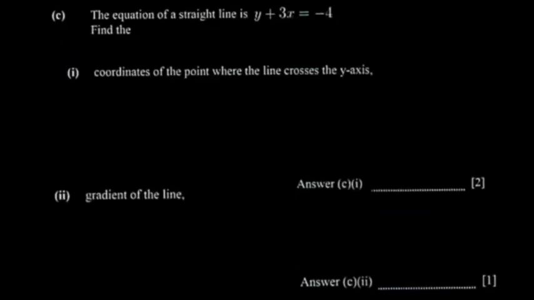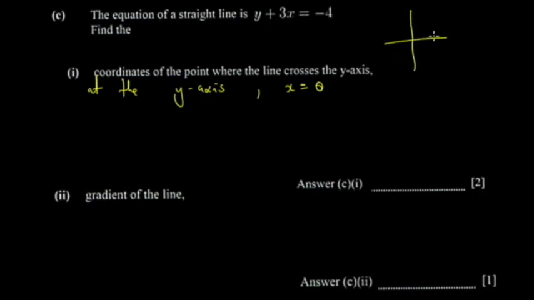Next question, okay, coordinate geometry. The next question says, the equation of a straight line is y plus 3x equal to negative 4. Find the coordinates of the point where the line crosses the y-axis. Okay, at the y-axis, x equal to 0. So this is the condition.